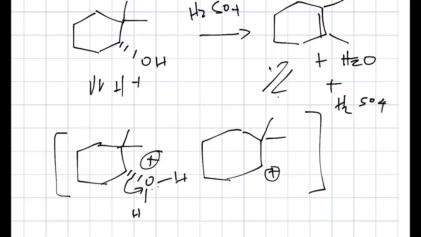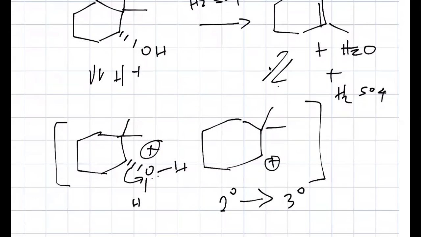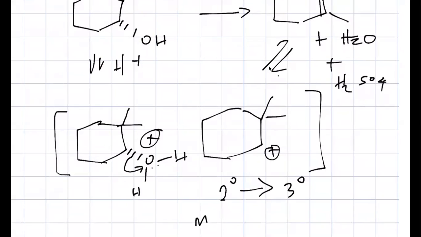Again, you've got a secondary carbocation right here, and you can turn it into a tertiary carbocation if you do a methyl shift, which is a type of rearrangement. So through a methyl shift, you can turn that secondary into a tertiary carbocation. And it's a very simple rearrangement.